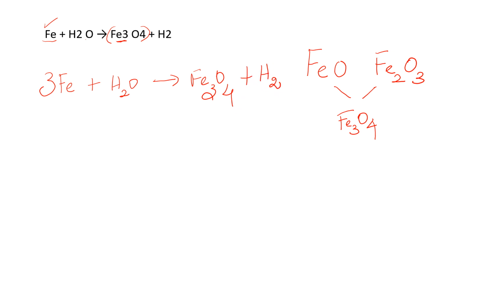Now we'll balance oxygen. Oxygen is 4 times on the product side, but on the reactant side we have only 1. To balance oxygen, I have put 4. Now hydrogen has become 8. 4 into 2, 8. Now here we have only 2. So balance hydrogen. Now after balancing, you check the number of atoms on both the sides. Iron 3 on both the sides. Hydrogen 8 on both the sides. Oxygen 4 on both the sides. So the equation is balanced.